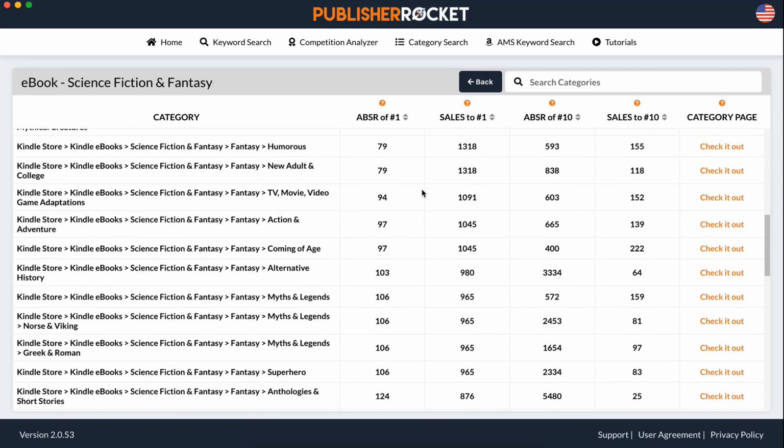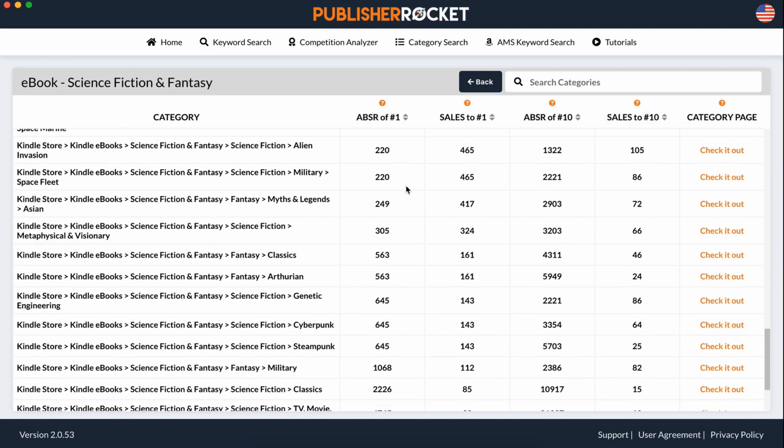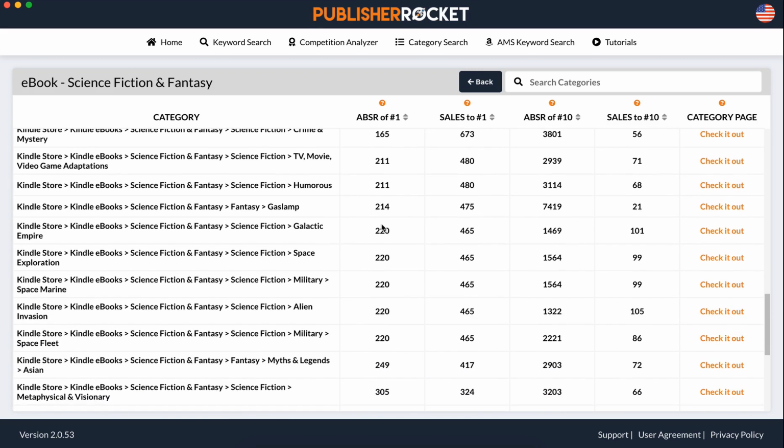So let's go down, let's look at some that have an ABSR in maybe the 200 range. In some of these genres, you will find ones where number one is in like the 3,000s or something. You don't want it to be too low. Generally speaking, if it's over like 50,000, it's selling less than a copy a day, and if that's number one in the genre, don't even bother with it.